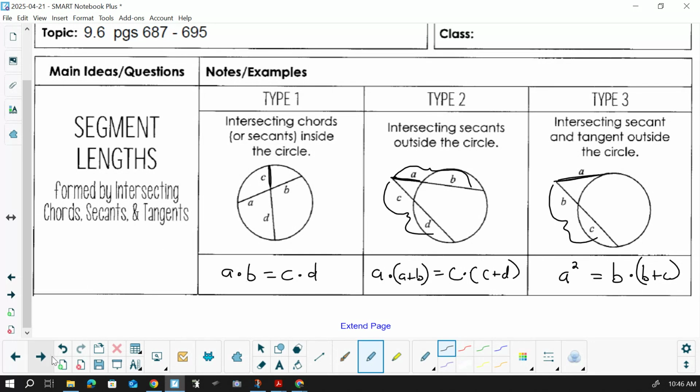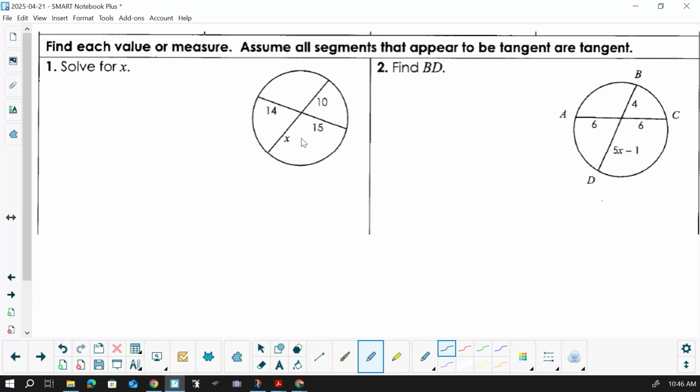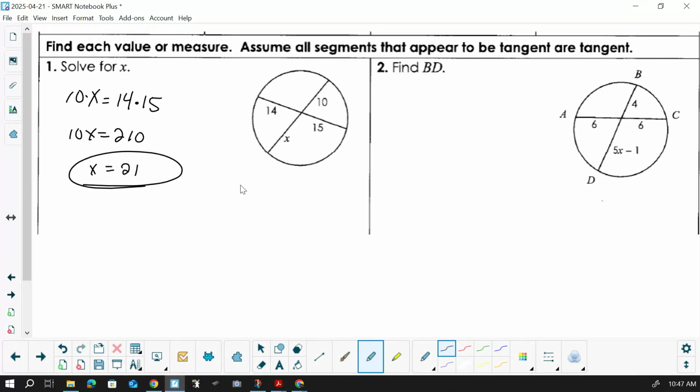Okay, let's do some examples now. Okay, so 14 times 15 would be equal to 10 times x. Okay. 14 times 15 is 210, so we have 10x equals 210. Divide both sides by 10, and we get x is 21.